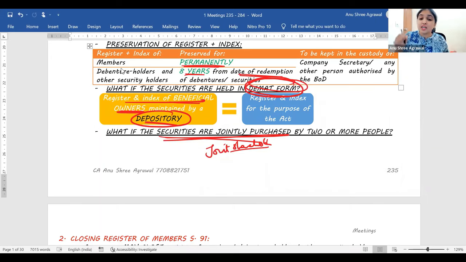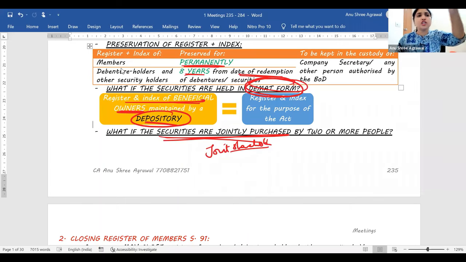No. In the sequence, who will tell the company? The joint shareholders themselves will tell the company whose name has to be written first, whose name has to be written second. Does that make a difference? Whose name is written first, whose name is written second? Yes. Whichever joint shareholder's name is written first, that joint shareholder will have seniority. That joint shareholder will get priority.